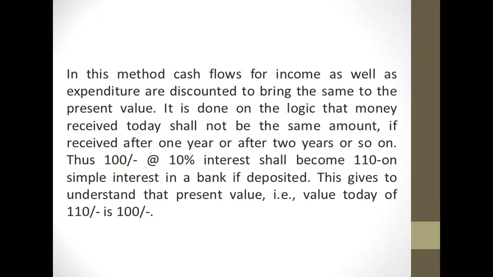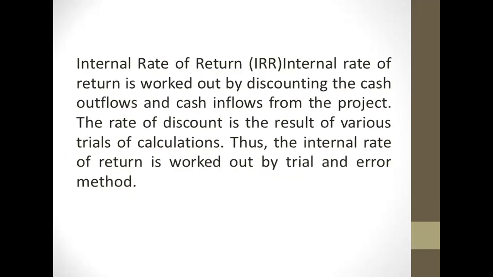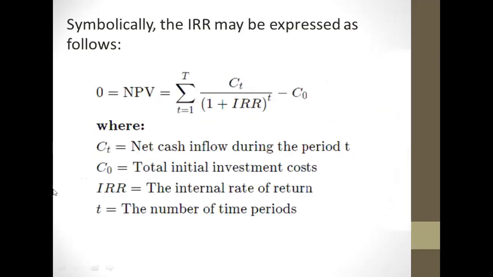Now, internal rate of return is worked out by discounting the cash outflows and cash inflows from the project. The rate of discount is a result of various trials of calculations, but we need not go into the trials of calculations. We have to just understand what this internal rate of return is. Thus, it is worked out by trial and error method, and we will see the formula for internal rate of return here.